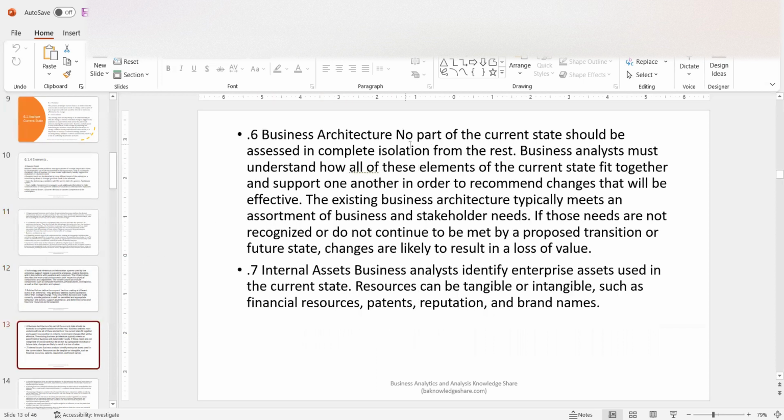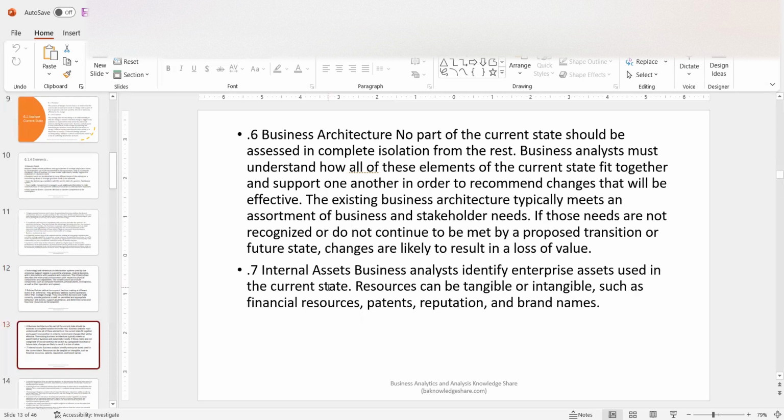The sixth one is business architecture. No part of the current state should be assessed in complete isolation from the rest. Business analysts must understand how all of these elements of the current state fit together and support one another in order to recommend changes that will be effective.